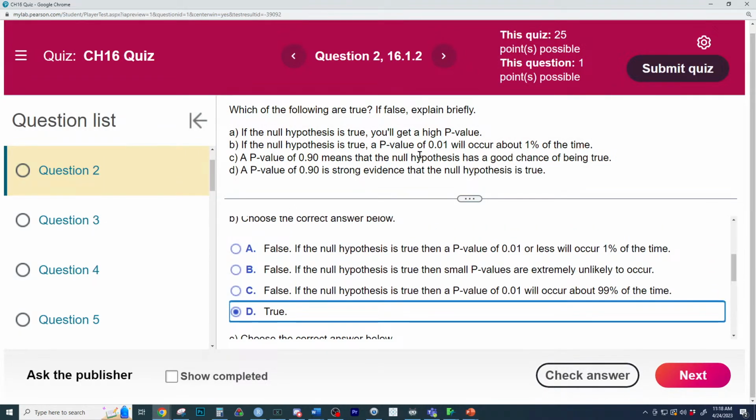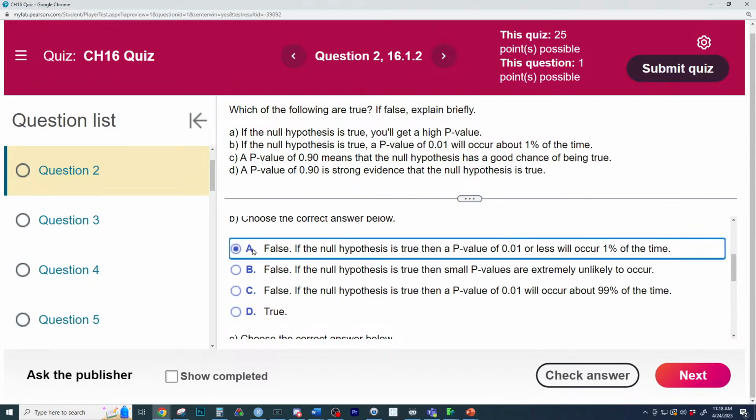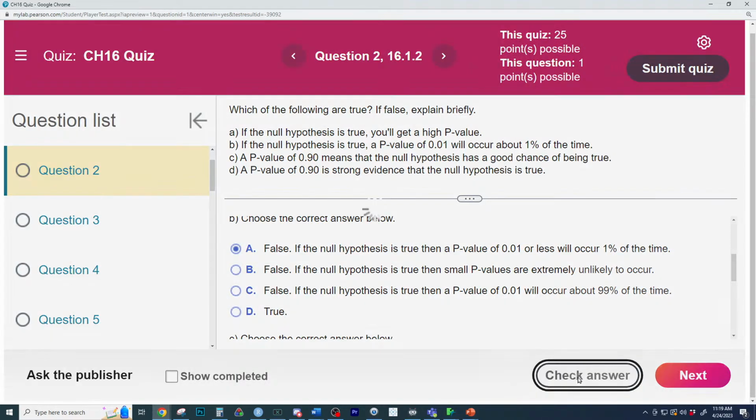B. If the null hypothesis is true, a p-value will occur about 1% of the time. What? If the null hypothesis is true, then a p-value of 0.01 will occur. Wait. False. If the null hypothesis is true, a p-value of 0.01 will occur about 1% of the time. False. If the null hypothesis is true, then a p-value of 0.01 or less. I think that's the answer. Let me read over this.